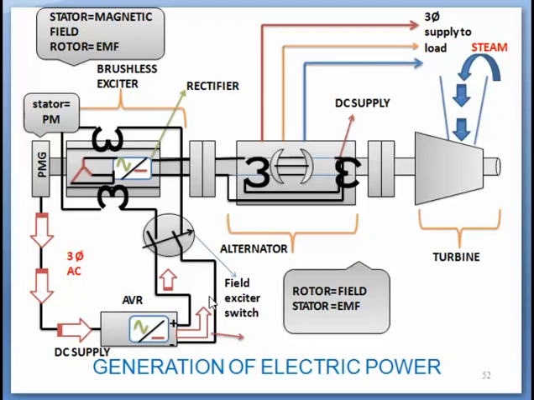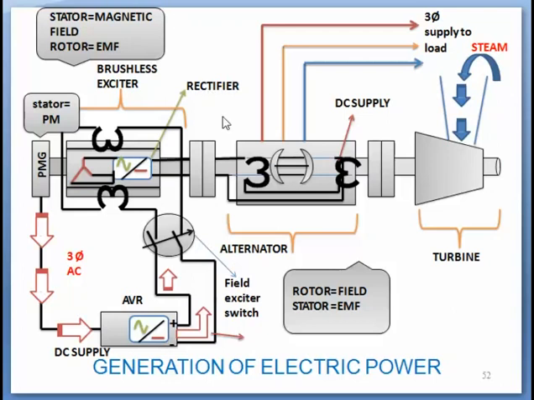The regulated excitation DC voltage is supplied to the generator rotor via spring loaded carbon brushes and slip rings. This you can see here. This is the supply. This is the field exciter switch. The rotor is housed inside the stator, having 3-phase coils of copper bars in which electrical current is produced due to cutting of the rotating magnetic field created by the rotor.